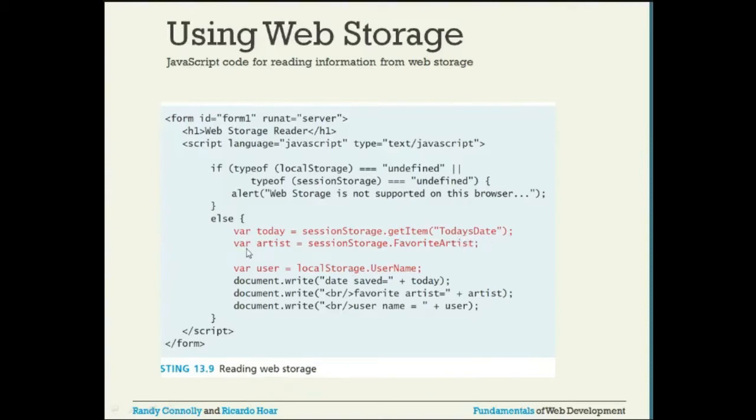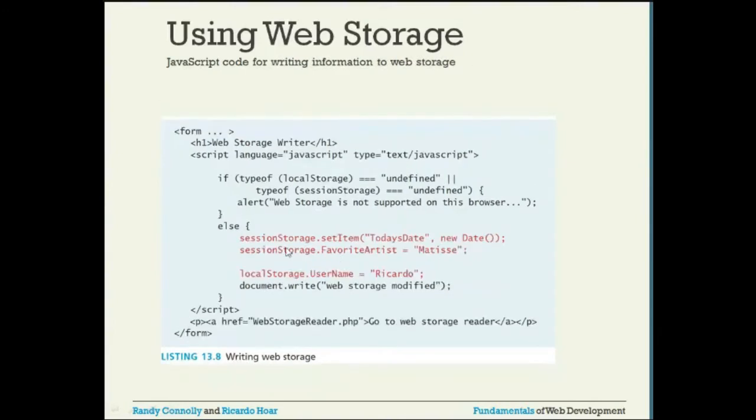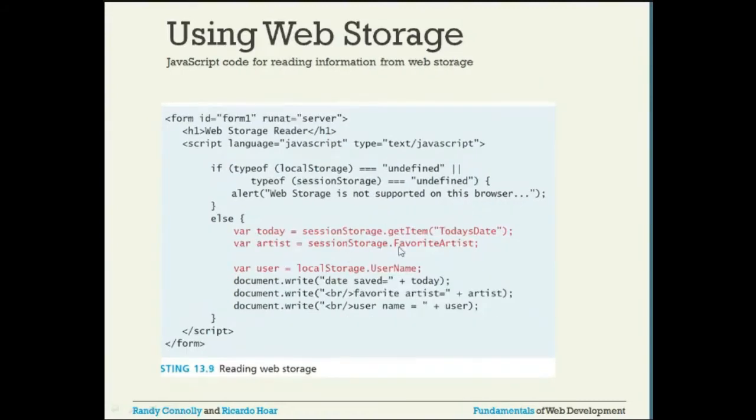And one more variable, artist, is equal to sessionStorage.favoriteArtist. So it will fetch this value. You have set sessionStorage.favoriteArtist as Matisse. This will fetch that value, and that value will be stored in artist. And the third variable: these two are the session variables, and this is the local variable which will persist. Variable user is equal to localStorage.username.